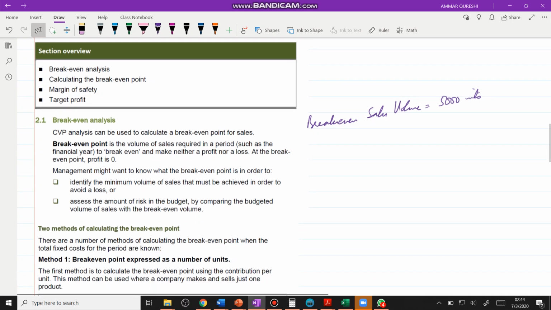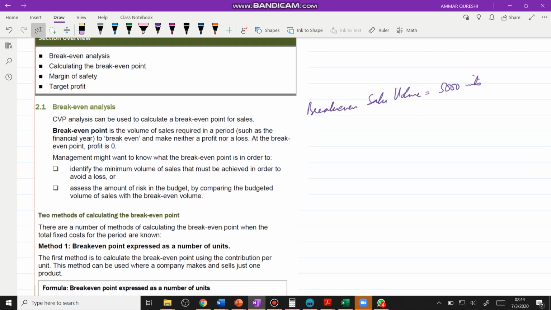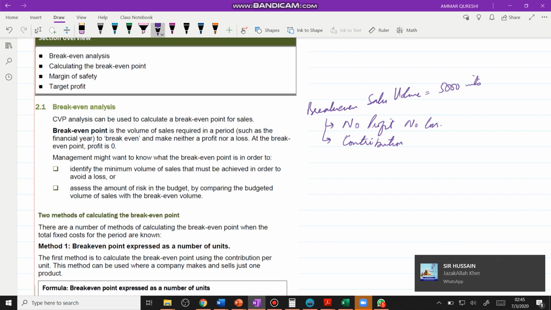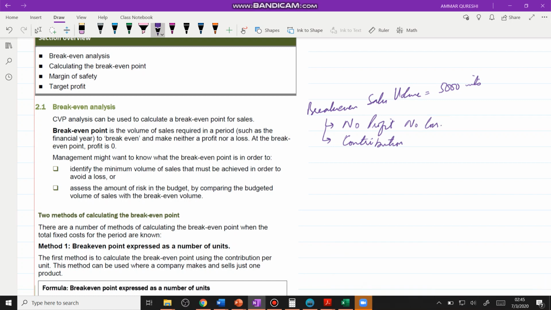Now, what is a break-even point? Let me try to explain this. Break-even point, as I said, is basically a point where the company earns no profit and no loss, right? This is basically a point where the contribution of the company, just a second, where contribution is equal to fixed cost. Total contribution is equal to total fixed cost.